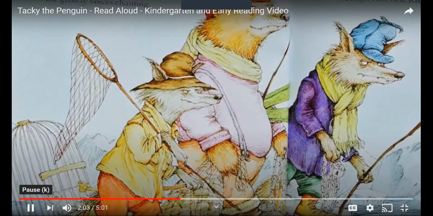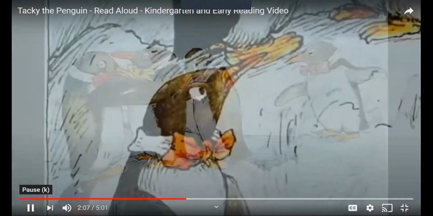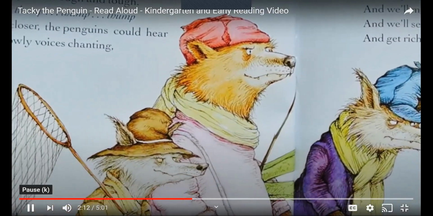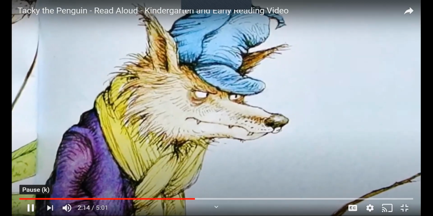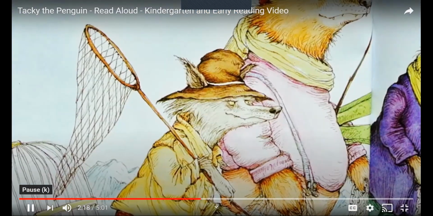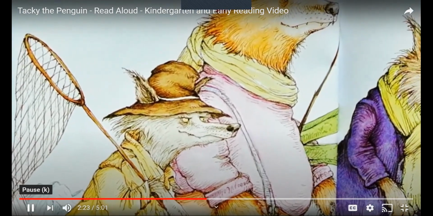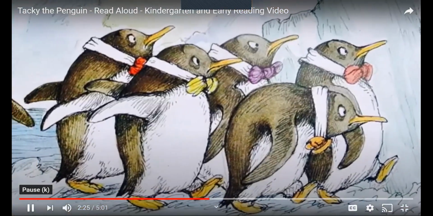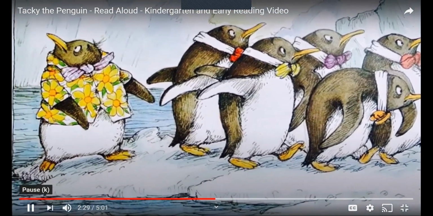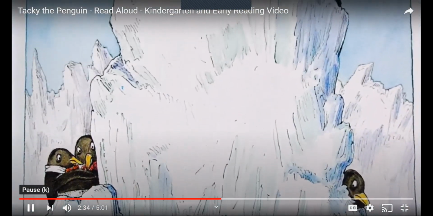With maps and traps and rocks and locks, and they were rough and tough. As the thump, thump, thump drew closer, the penguins could hear the growly voices chanting, We're gonna catch some pretty penguins, and we'll march 'em with a switch, and we'll sell 'em for $1 and get rich, rich, rich. Goodly, Lovely, Angel, Neatly, and Perfect ran away in fright. They hid behind a block of ice.